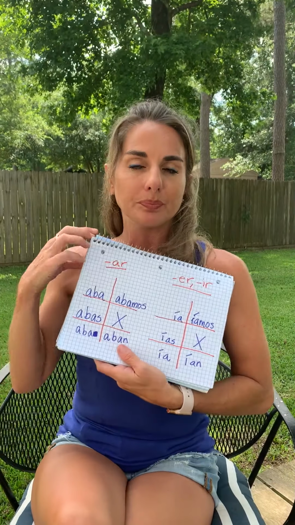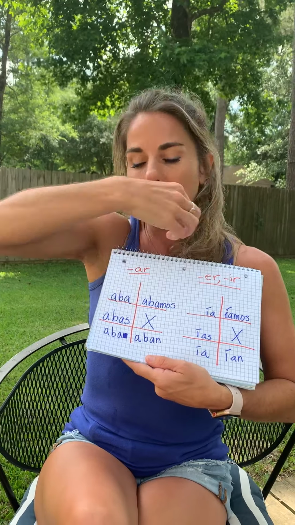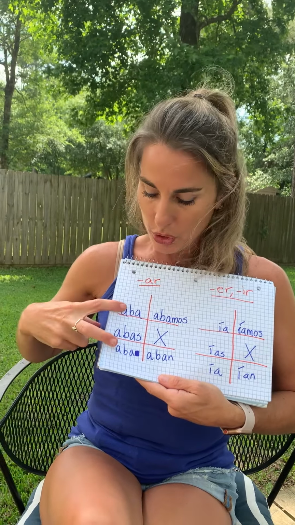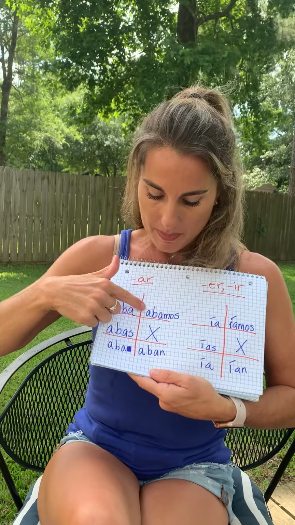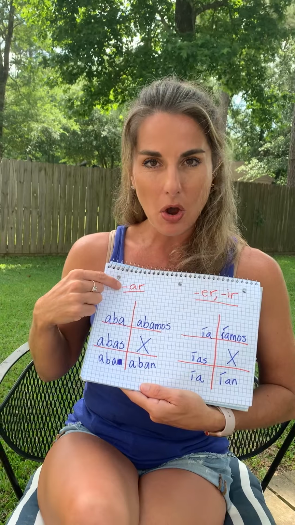So we have the first tense that we already learned. It was called the preterite tense. The second past tense is called the imperfect tense. And here is the chart for the imperfect tense. It goes like this: aba, abas, aba. These two are the same. Abamos and aban. Okay? This is for the AR.